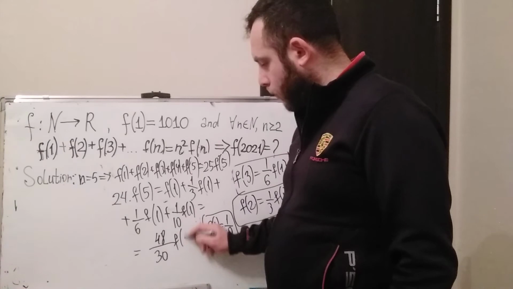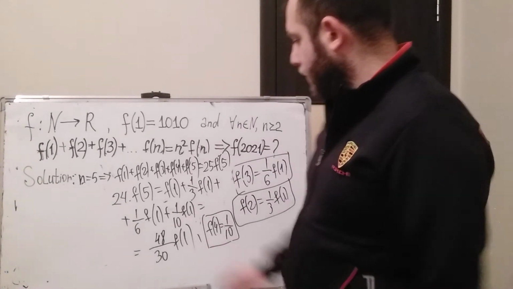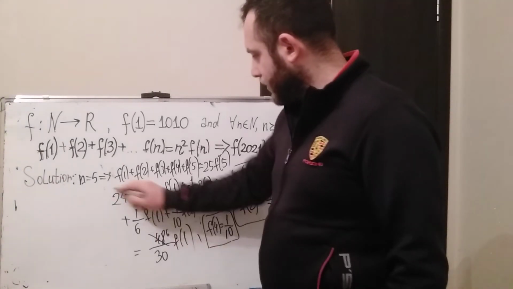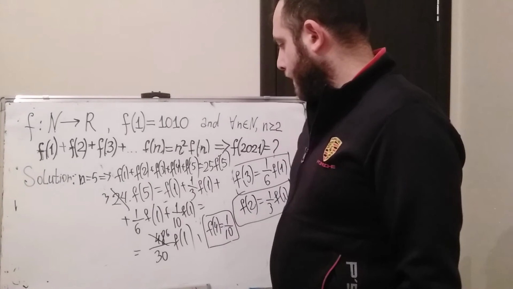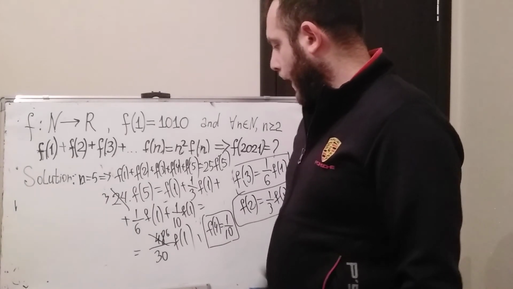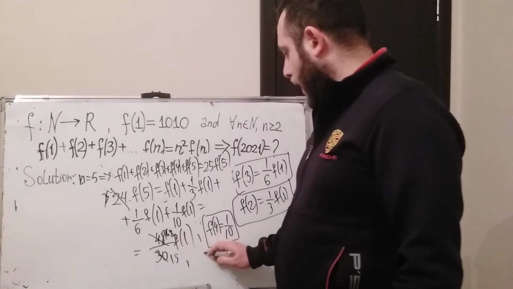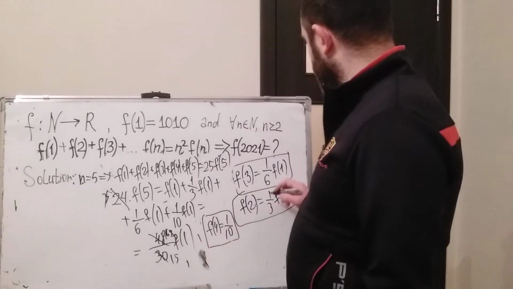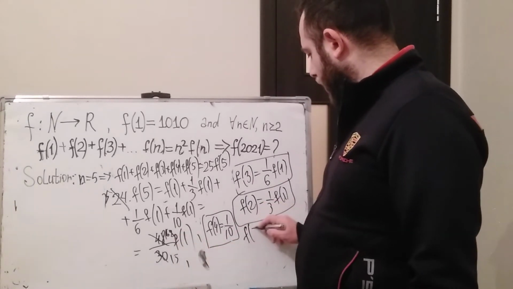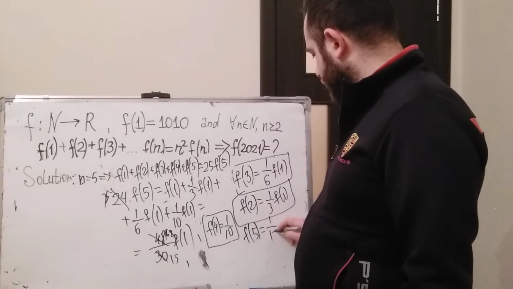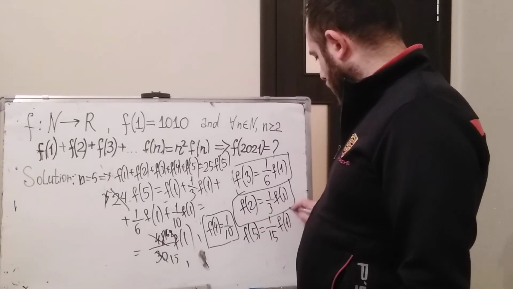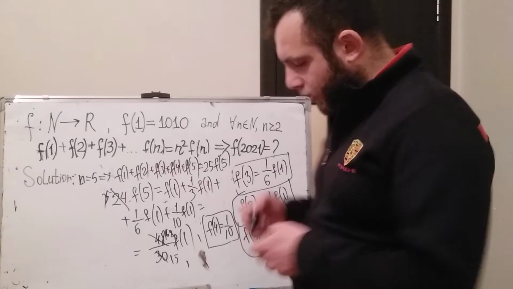48 times f01. Okay, so dividing by 8, 6 here, 3 here, and just 2, 15. So f05 will essentially be, let me write here, f05 will be 1 over 15 f01. Okay, so we already found that.